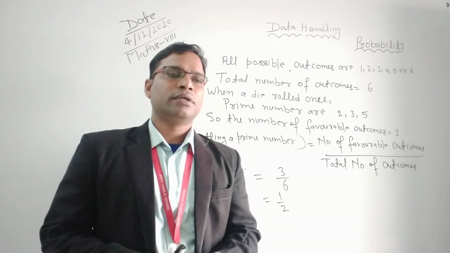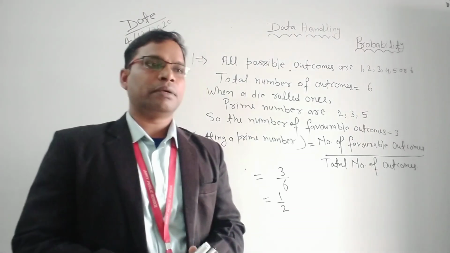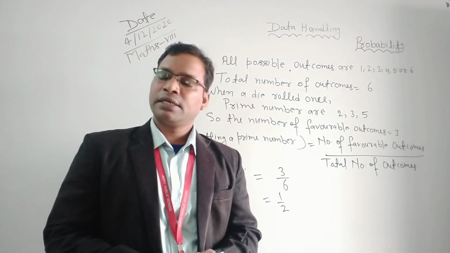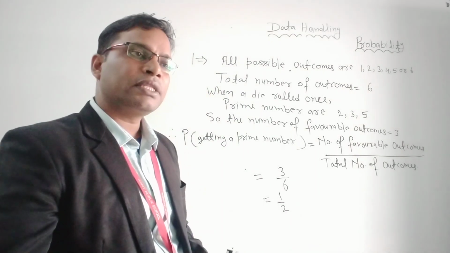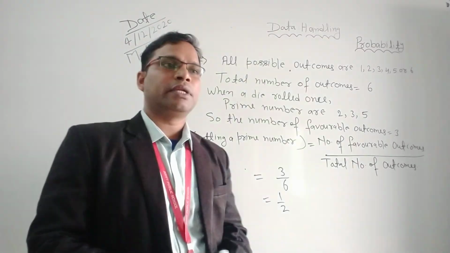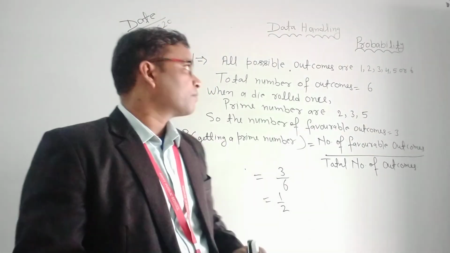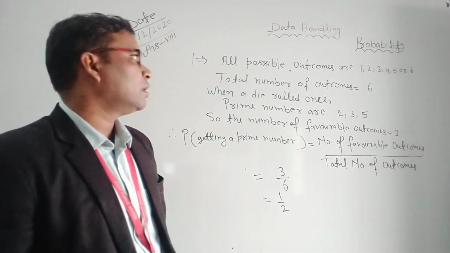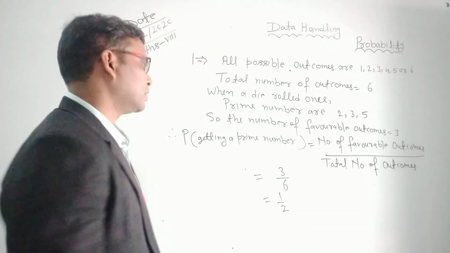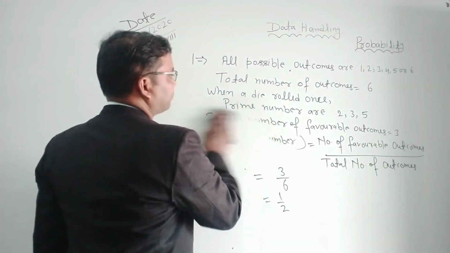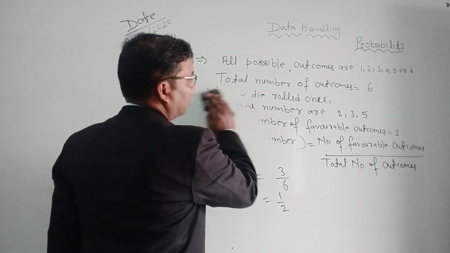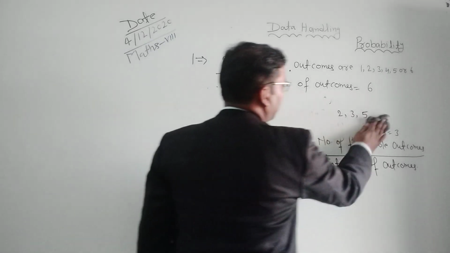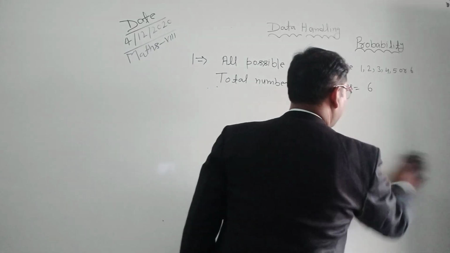So you find the probability of not getting a prime number. Again 3 by 6, because all possible outcomes are 1, 2, 3, 4, 5, 6. So the total number of outcomes is 6. Clear? So this is the first part. Now we are going to discuss the second part of this question number 1.